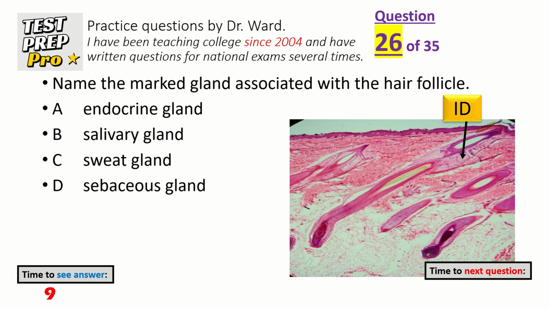Name the marked gland associated with the hair follicle. So it's a gland right adjacent to the hair follicle. It lubricates it. Sebaceous gland.